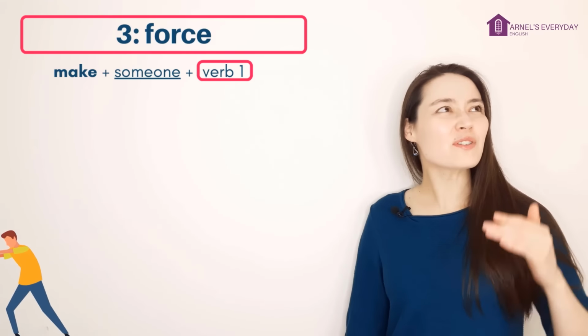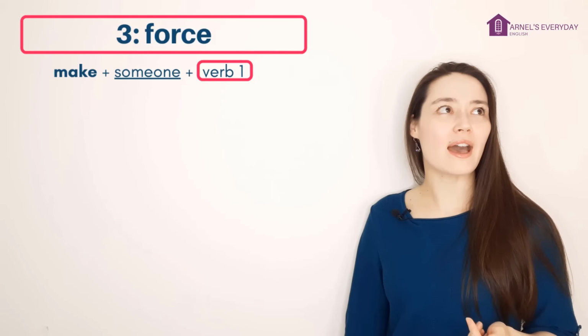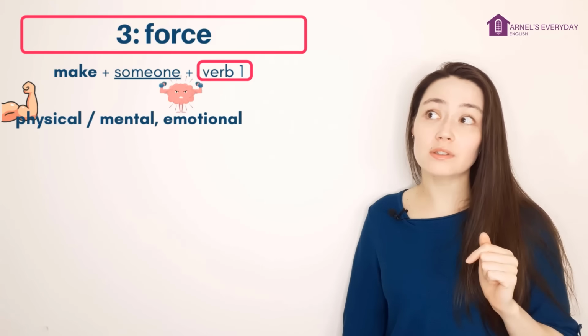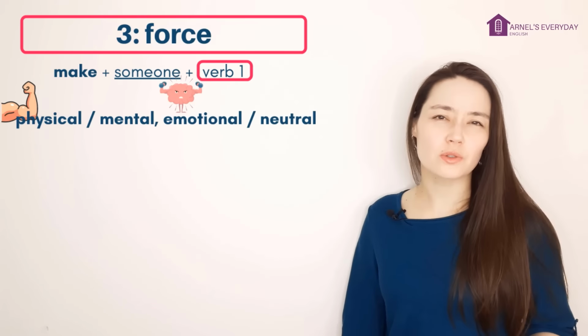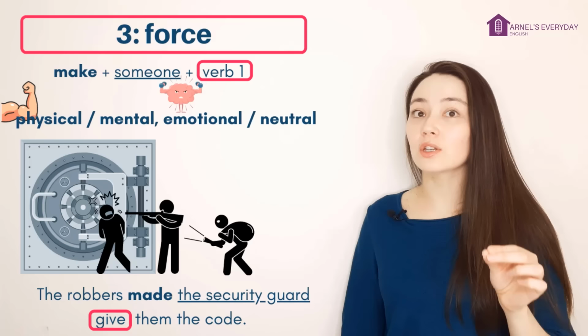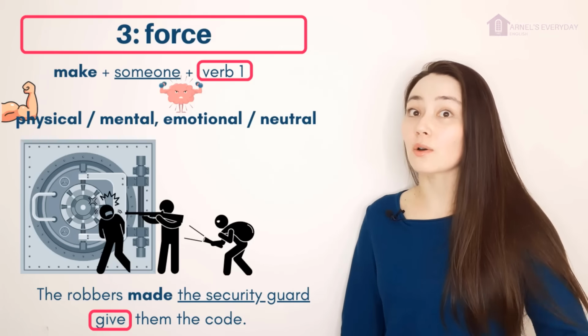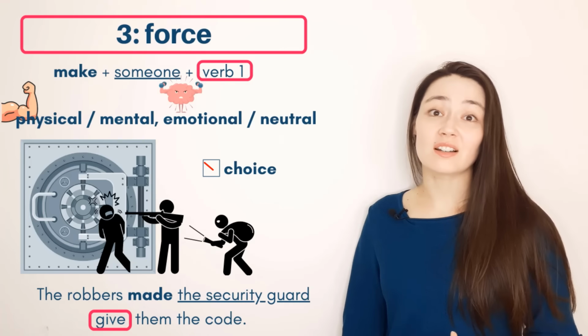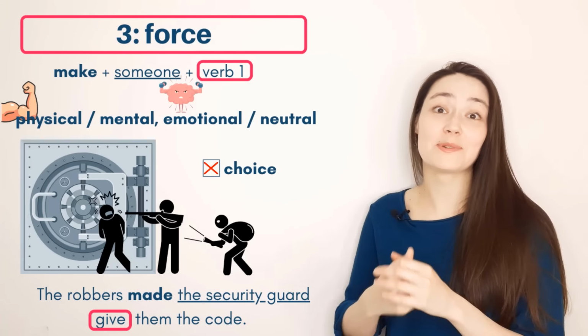And yes, there are different levels of force. We have physical force, mental, emotional force, and then neutral. The robbers made the security guard give them the code. Did the security guard have a choice? No, the robbers made him do it.